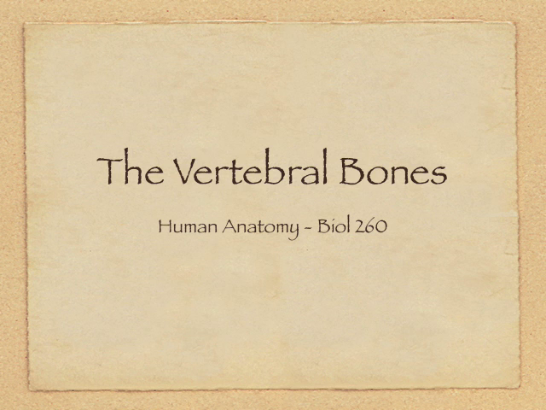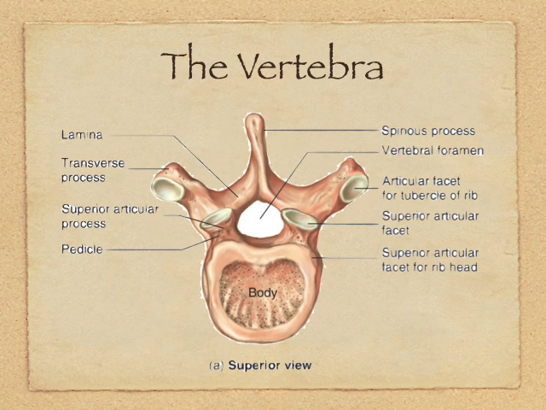Well, let's get started looking at the bones of the vertebral column. The vertebral column is made up of individual bones. This image here shows us just a general view with various parts labeled. A little difficult to decipher without taking it apart.